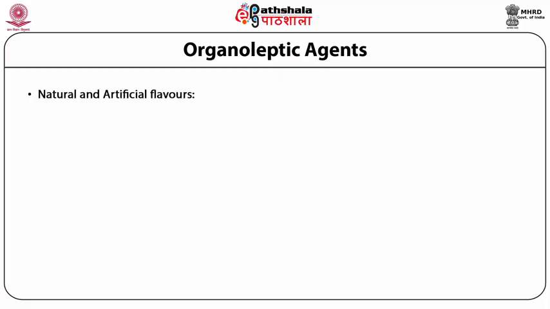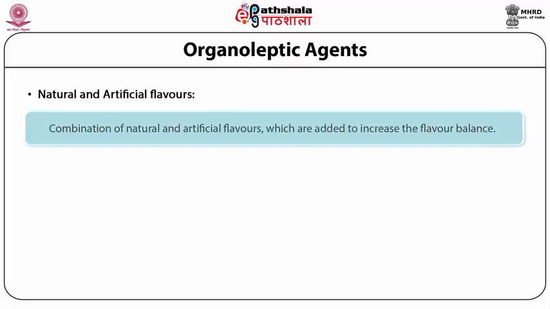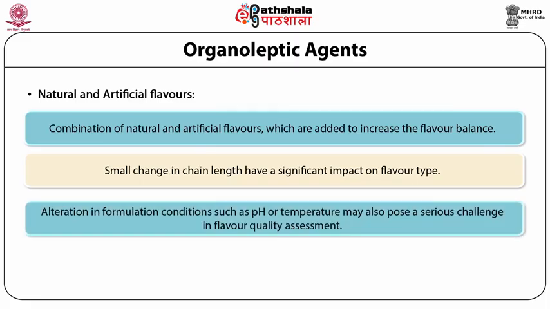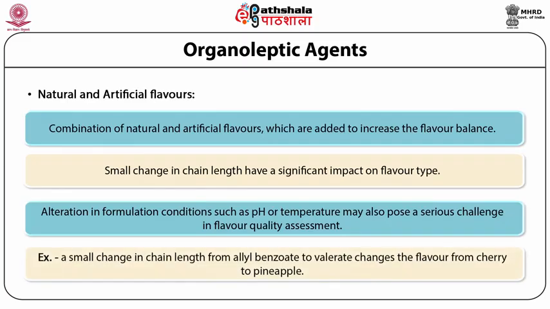Natural and artificial combination. This is the combination of natural and artificial flavors which are added to increase the flavor balance. Small changes in chain length have a significant impact on flavor type. Alteration in formulation conditions such as pH or temperature may also pose a serious challenge in flavor quality assessment. For example, a small change in chain length from alkyl benzoate to valerate changes the flavor from cherry to pineapple.